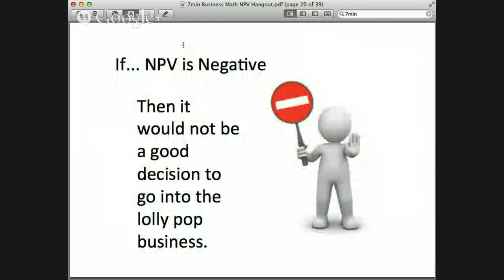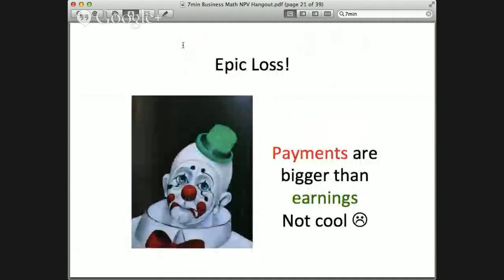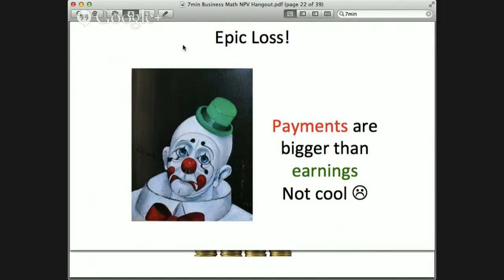If the net present value were negative, then it wouldn't be a good idea. It wouldn't be a good decision to move into the lollipop business, perhaps. The last thing you want is for your payments, the money you're paying out, to be bigger than the earnings that are coming in. That wouldn't be cool, yeah? So that would be an epic loss. Not a cool place to be.